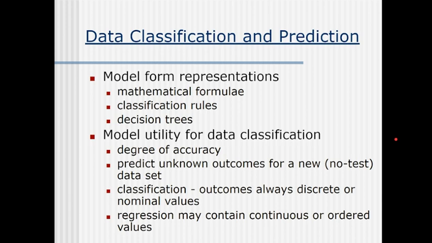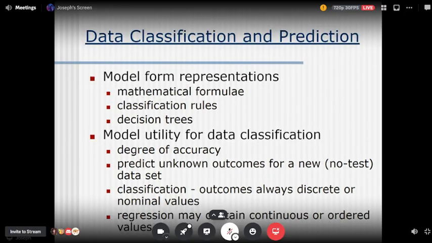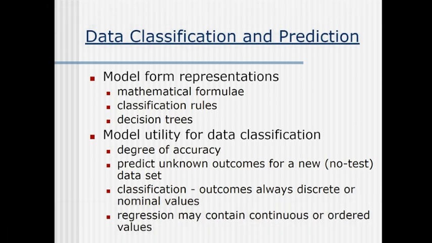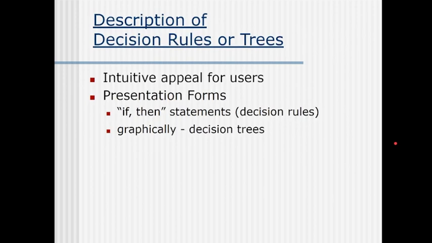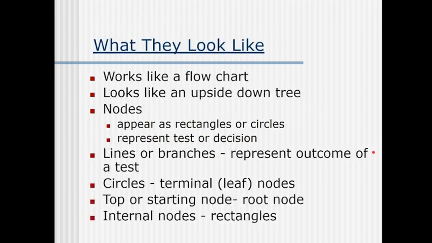Model form representations. So you have mathematical formula, classification rules, and decision trees. Model utility for data classification includes a degree of accuracy, and predicting unknown outcomes for a new, unseen test dataset. Classification outcomes are always discrete or nominal values, and regression may have continuous or ordered values. So, description of decision trees: decision rules, or trees. These have intuitive appeal for users, and presentation forms contain if-then statements, which would be decision rules, and graphically on decision trees. So what do these decision trees really look like?